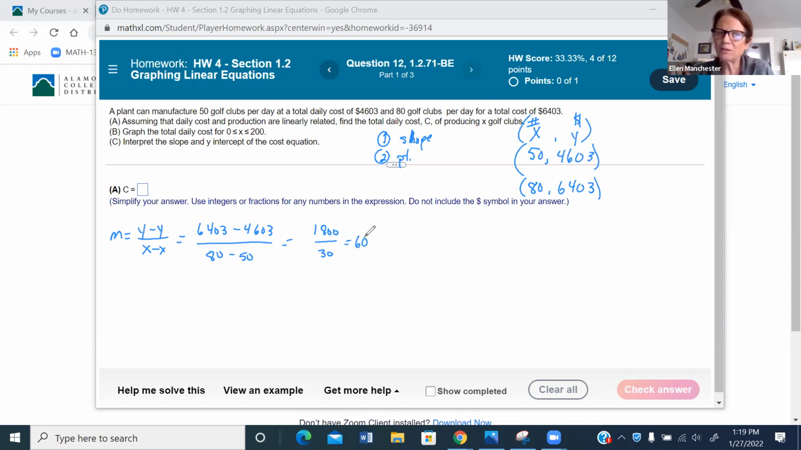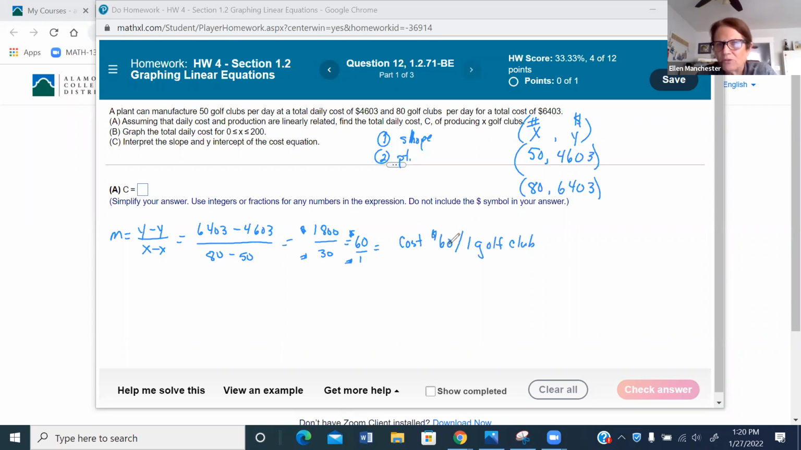So what does that mean? Remember, slope is a rate of change. It's costing, if you look, the dollar amounts are on top and the number is on the bottom. Y is on top, number on the bottom. If I were to write this as y over x, it would be dollar on top, number on the bottom. So here's the interpretation of this slope: it costs $60 per one golf club.